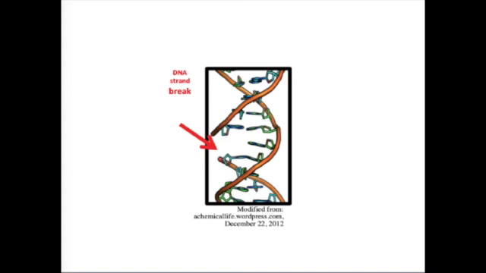Described differently, when there is DNA damage, CHEK1 adds a phosphate group to the phosphatase CDC2. Remember that a phosphatase is a protein that removes a phosphate group from another protein. When there is a phosphate group on CDC2, it is inactivated and does not remove phosphates.